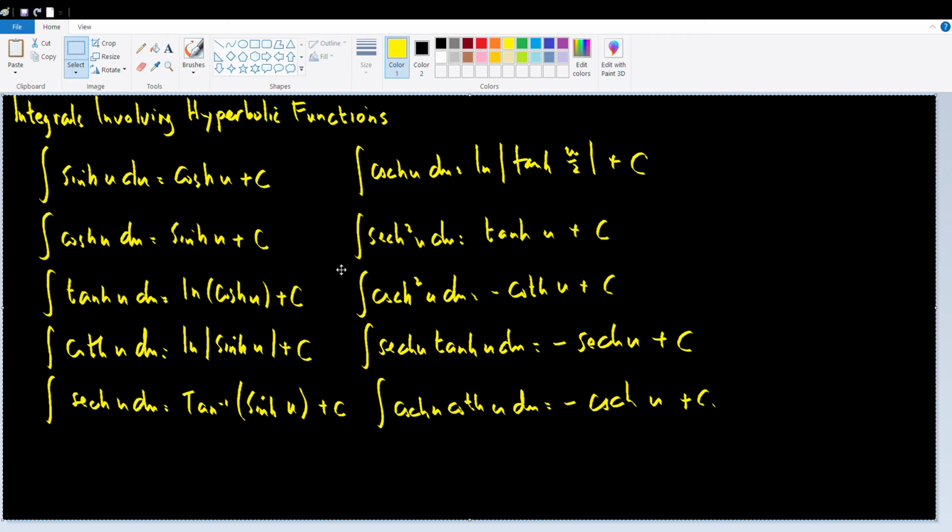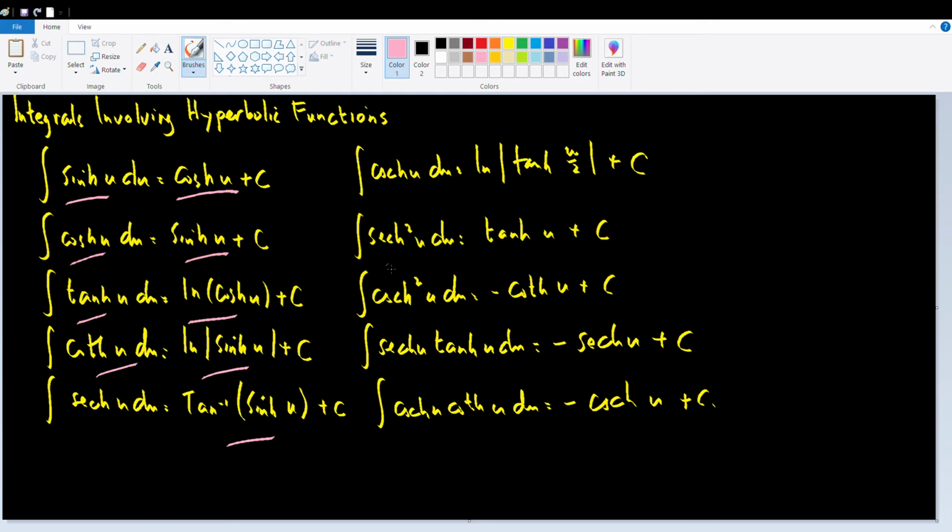So for integrals that involve hyperbolic functions, we have the integral of hyperbolic sine u du equal to hyperbolic cosine of u. The integral of hyperbolic cosine is hyperbolic sine. The integral of hyperbolic tangent u du is ln of hyperbolic cosine of u. The integral of hyperbolic cotangent u is ln of the absolute value of hyperbolic sine of u. The integral of hyperbolic secant u du is arctangent of hyperbolic sine u. The integral of hyperbolic cosecant u du is ln of the hyperbolic tangent of u all over 2.